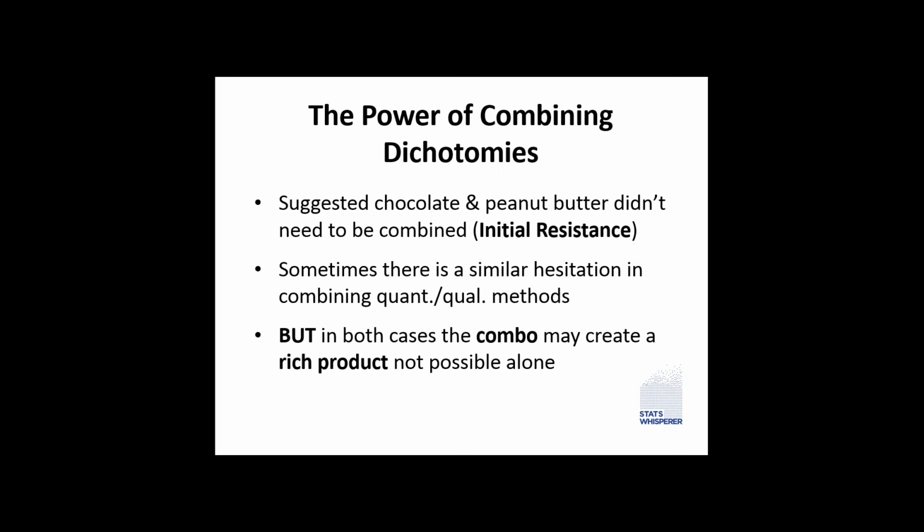Now, when there was that first collision, there was initial resistance, right? If you've ever seen the commercial, both people are actually kind of mad that there was a contamination, what they considered contamination, with the two foods being combined, right? Sometimes you'll see this in the quantitative and qualitative fields. There's almost a hesitation to combine quantitative and qualitative methods, right? So here's where it crosses, right? But in both cases, the combination may create a much richer product than is possible alone.